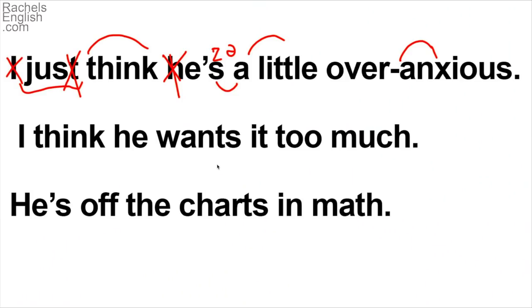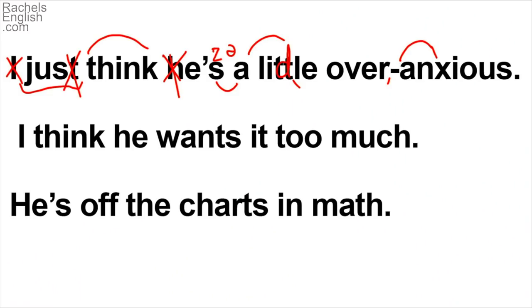Think he's a little overanxious. I think he's a little overanxious. Da da da da da da. Little. We have a flap T there. Little over. So we have the unstressed syllable of "little" and two unstressed syllables in "over." Little over anxious. A little overanxious.